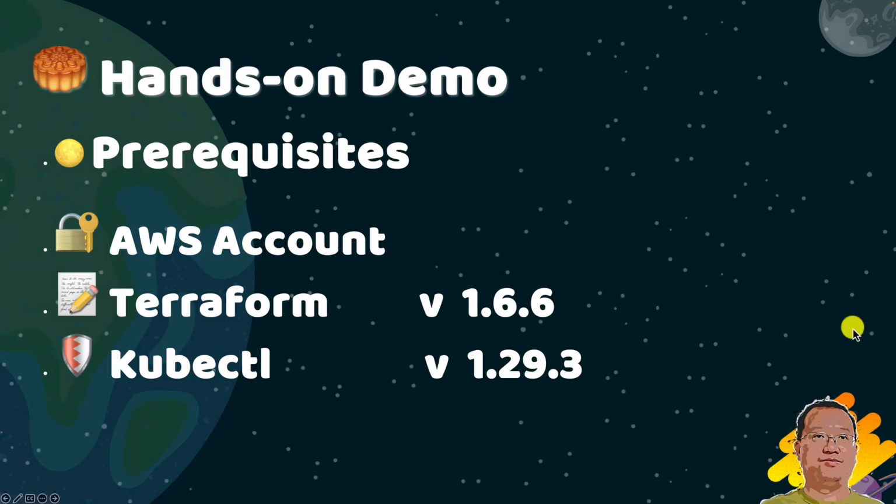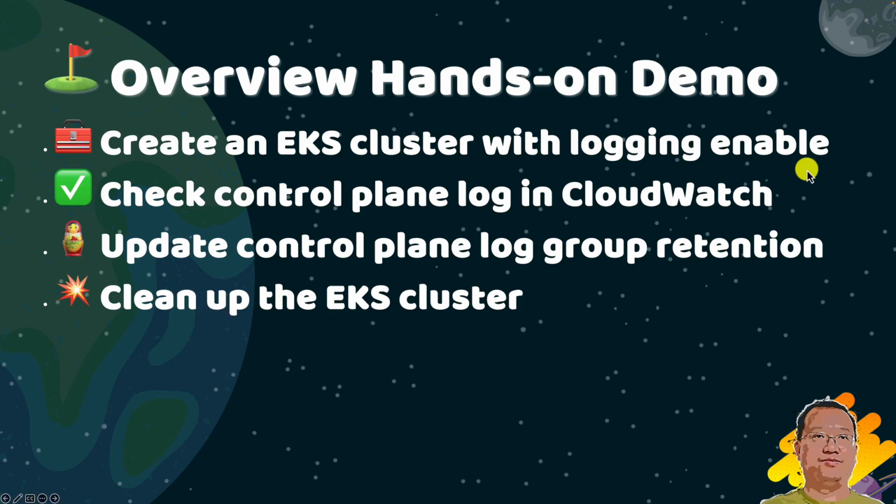Let's go over our hands-on demo. There are 4 steps. Step 1: use Terraform to create an AWS EKS cluster with logging enabled. Step 2: check the control plane log in CloudWatch. Step 3: update the control plane log group retention. Step 4: finally, delete the EKS cluster to save your cost.